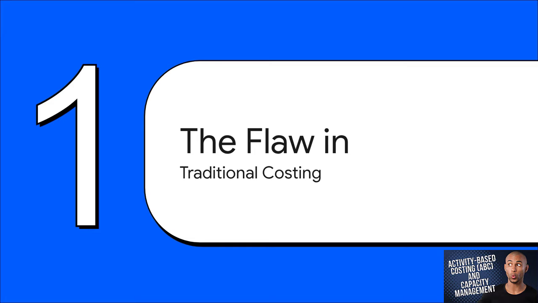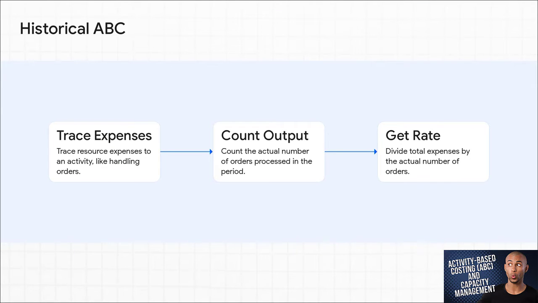To figure out how to do it right, we first got to understand what goes wrong. And it all starts with a major flaw in how businesses have traditionally thought about their costs. See, the old way, something called historical activity-based costing, or ABC, it seems to make perfect sense on the surface. You take an activity, like handling customer orders. You add up all the costs for that, the salaries, the computers, everything. Then you just count up how many orders you actually processed. Divide the total cost by the number of orders, and boom, you've got your cost per order.